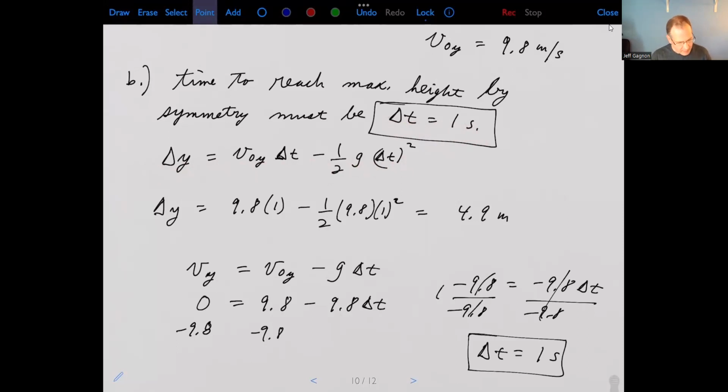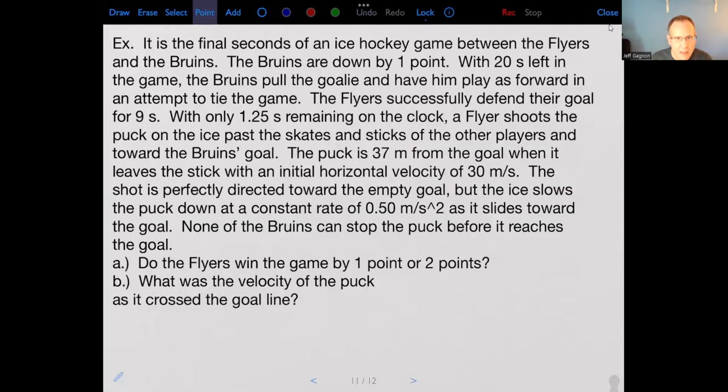Okay, a couple more examples and then that'll be it for this video. So in this case, this is kind of a long-winded example, although there's actually not a ton of work to do. It just happens to be a long-winded question. It says, it is the final seconds of an ice hockey game between the Flyers and the Bruins. The Bruins are down by 1 point. With 20 seconds left in the game, the Bruins pull the goalie and have him play as forward and attempt to tie the game. The Flyers successfully defend their goal for 9 seconds. With only 1.25 seconds remaining on the clock, a Flyer shoots the puck on the ice past the skates and sticks of the other players and towards the Bruins goal.